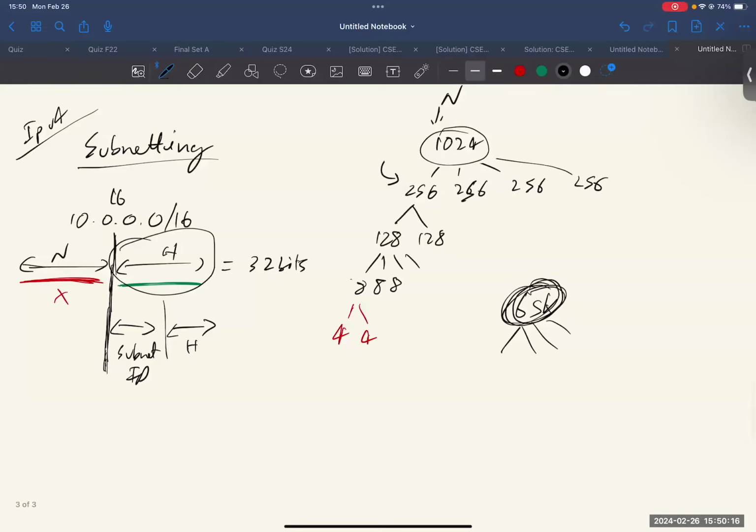Clear? So in that remaining 16 bits of the host part, I divide it into two parts. One is the subnet ID and the other one is the host. Any questions?